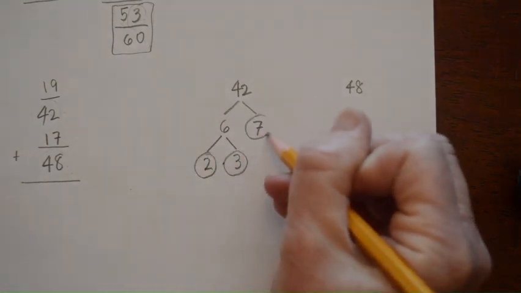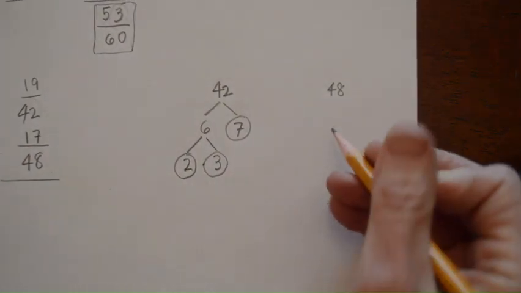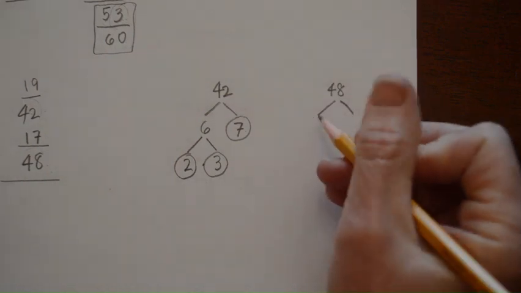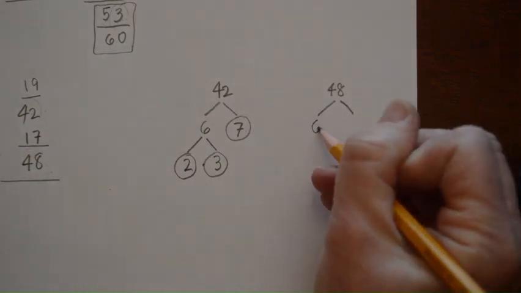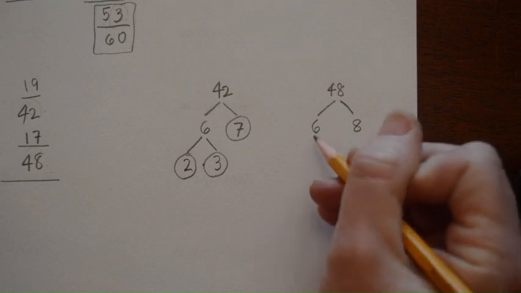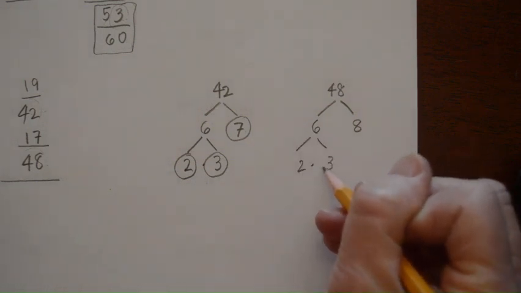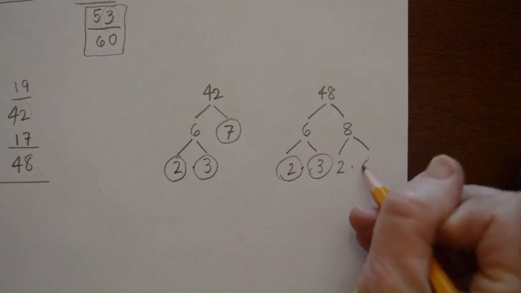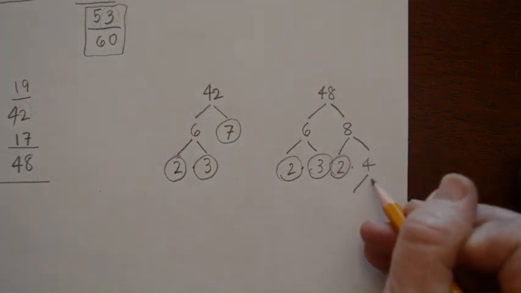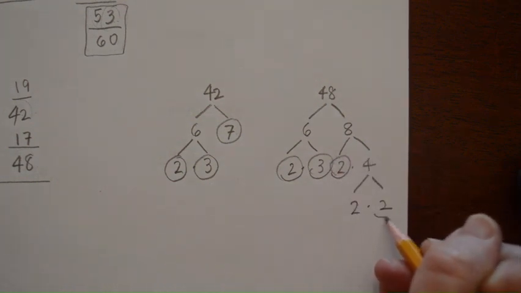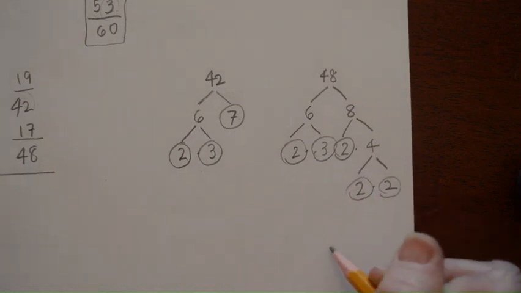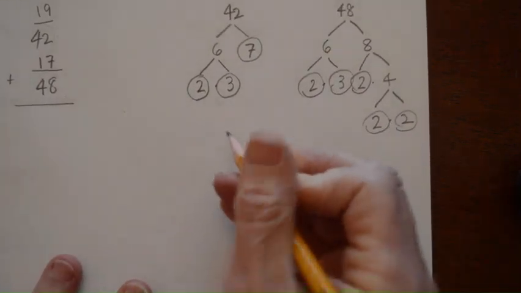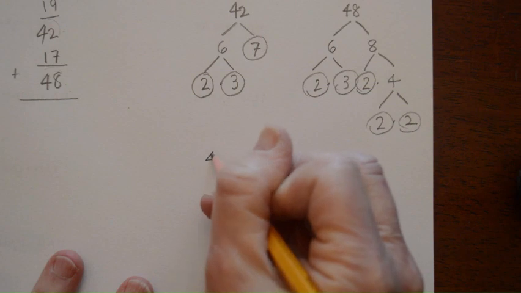I'm going to circle them so I don't lose any of them within my work. And then for 48, I'm going to have, let's say we go 6 times 8. 6 is 2 times 3. Those are both primes. 8 is 2 times 4. 2 is a prime, and 4 is 2 times 2. All right, so I'm going to write these out, and again, this is the way we've done it in class.